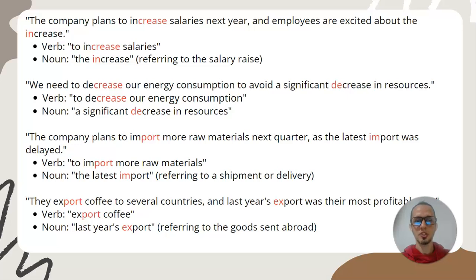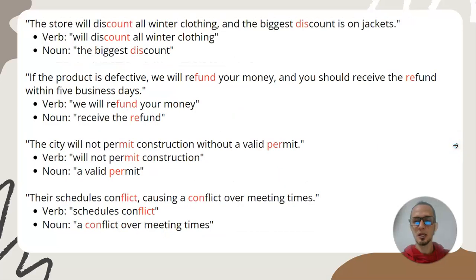The company plans to import more raw materials next quarter, as the latest import was delayed. Verb, to import more raw materials. Noun, the latest import, referring to a shipment or delivery. They export coffee to several countries, and last year's export was their most profitable yet. Verb, to export coffee. Noun, last year's export, referring to the goods sent abroad. And as I said, they are in red color.